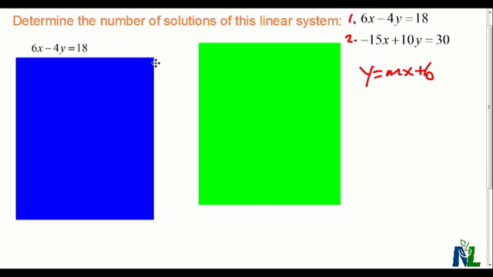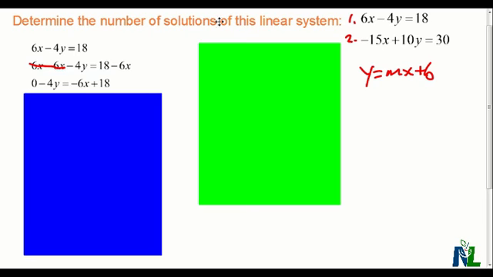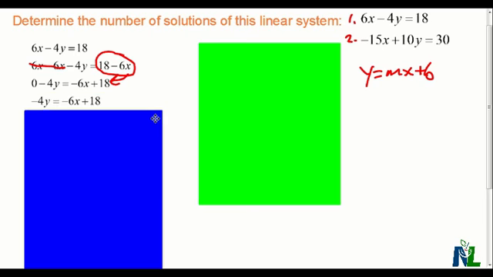So the first thing I'm going to do is get rid of the 6x on the left-hand side. To do that, I'm going to subtract 6x from the left-hand side. But because I subtract 6x from the left-hand side, I must also subtract 6x from the right-hand side. 6x minus 6x is 0. So on the left-hand side, I'm going to have 0 minus 4y. On the right-hand side, I'm going to rearrange this piece. Instead of writing 18 minus 6x, I'm going to write it as negative 6x plus 18. 0 minus 4y on the left is negative 4y, and on the right I've got negative 6x plus 18.